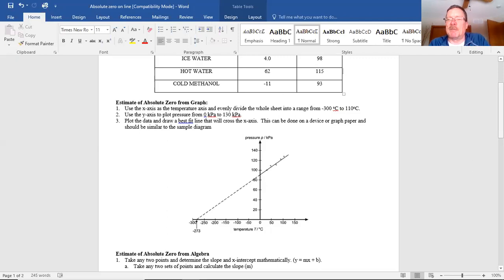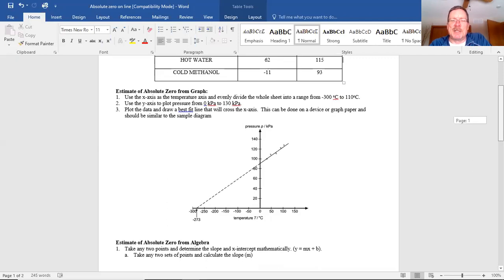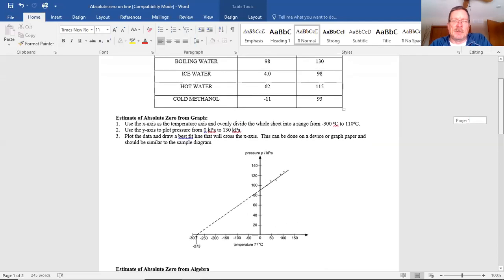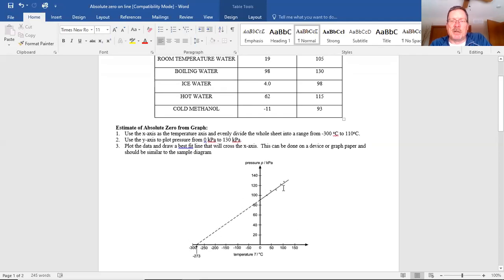But that's the idea. The first estimate is just what is the number off the graph. So whether it's a hand graph or a computer generated graph, where did it cross the x-axis? At negative what value? And that'll be our first estimate.